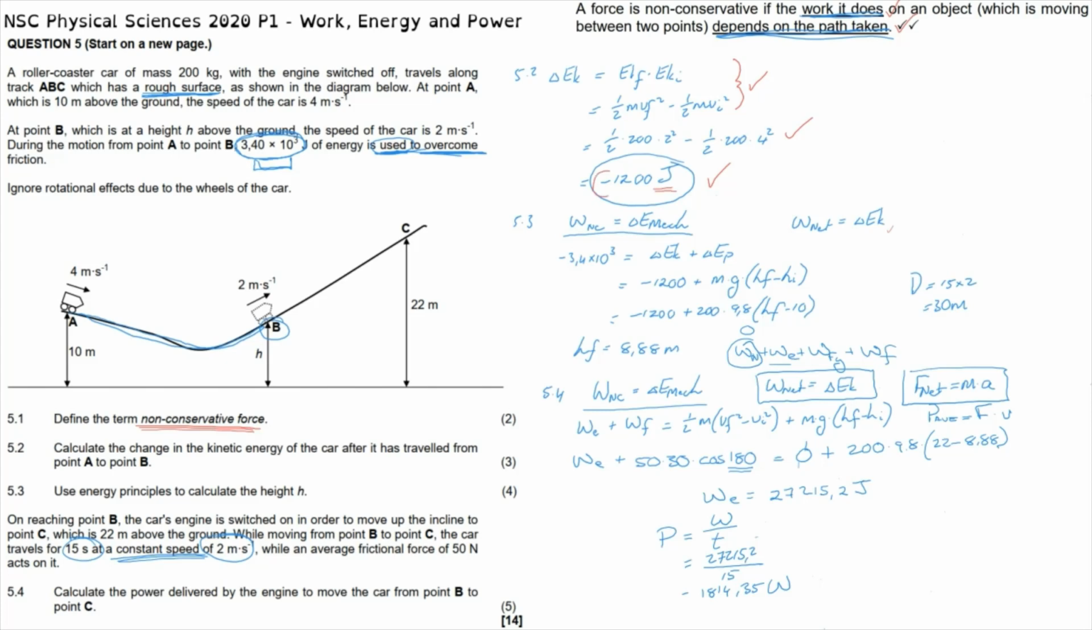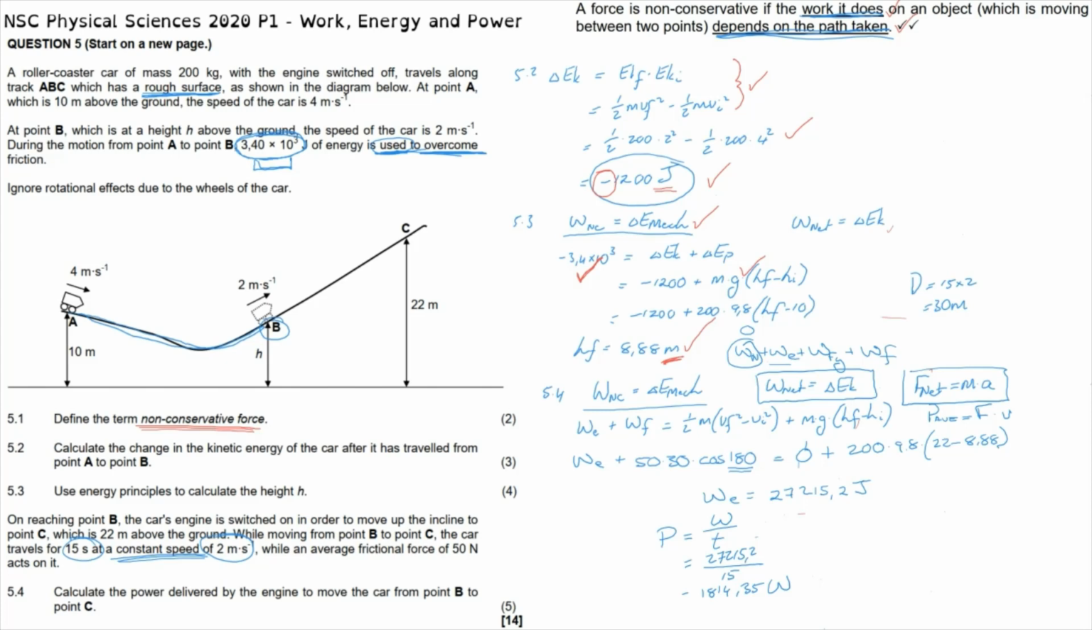Important in the work energy power section, a negative sign is important because it tells us that energy is being removed. Question 5.3, again, there would be a mark for using a formula, no matter what formula it is. Then there is a mark for correctly realizing that the work done by friction is negative and must be subtracted. Then 1 mark for correct substitution and 1 mark for the correct answer, once again with a correct unit.